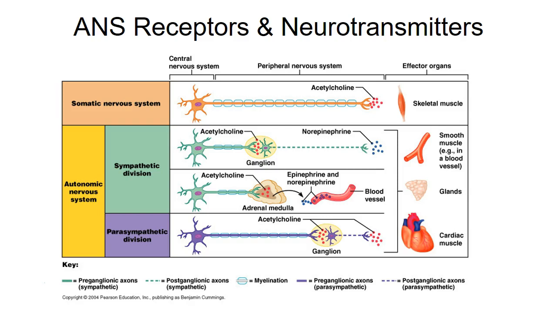Oh, it's packaged in neurotransmitter vesicles, just like what you saw before with acetylcholine. Instead of having those vesicles full of acetylcholine, they're full of epinephrine, norepinephrine. Yeah, got it. All right, any other questions?